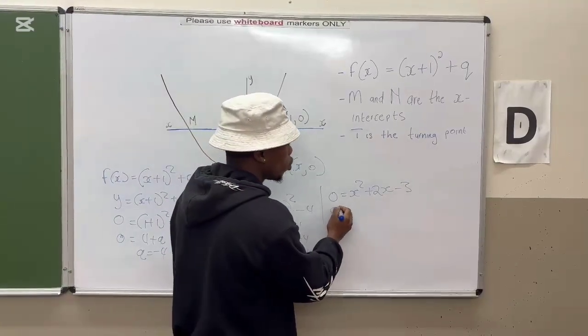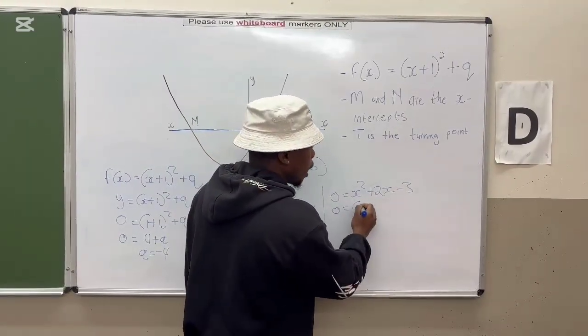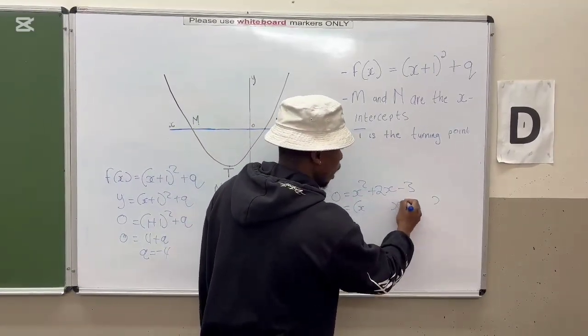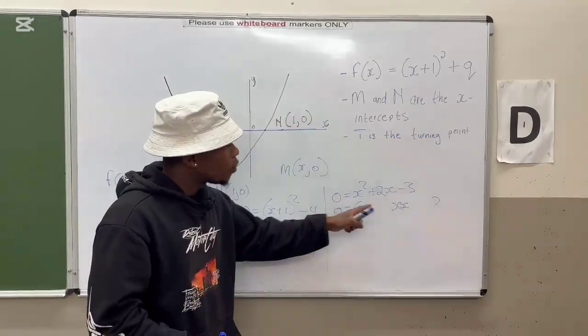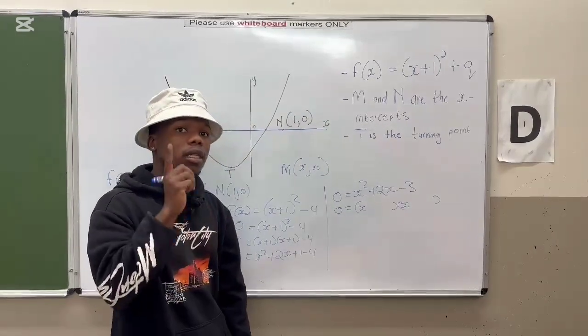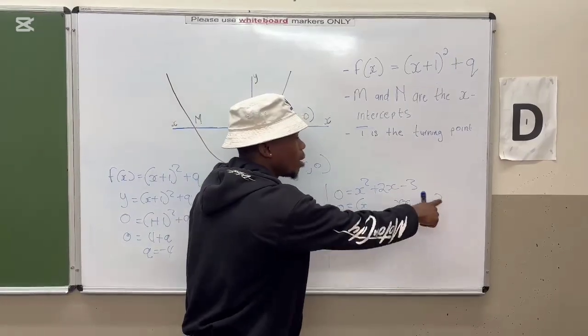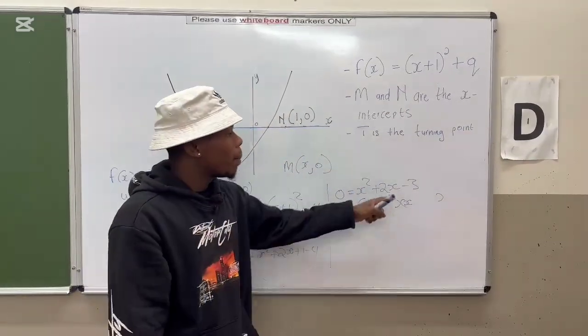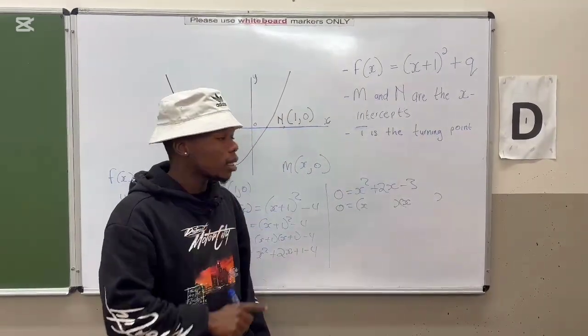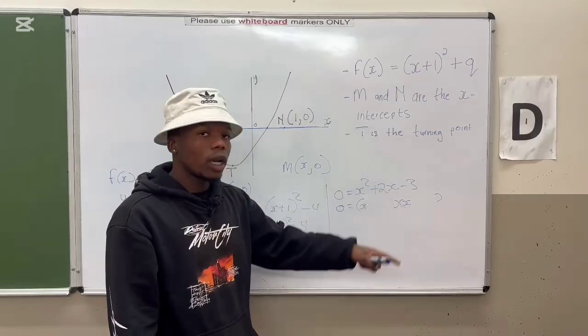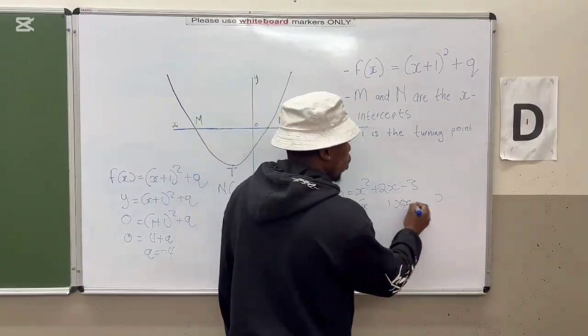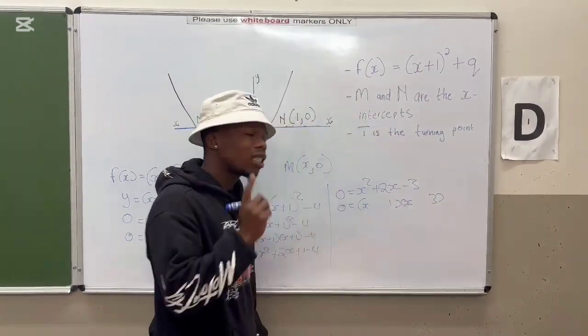It means I have 0, which is equal to (x ...)(x ...). Remember something, these first two terms of the brackets, when I multiply them, they must give me my x squared. And these last two terms, when I multiply them, they must give me my minus 3. But when I add or minus them, they must give me positive 2x. Those terms are going to be 1 and 3.